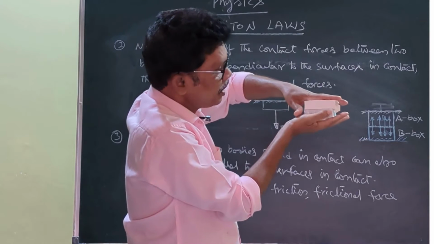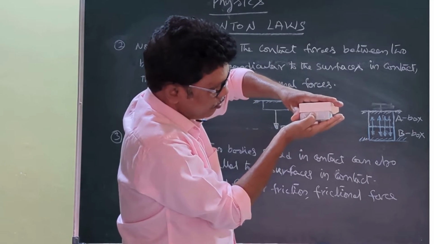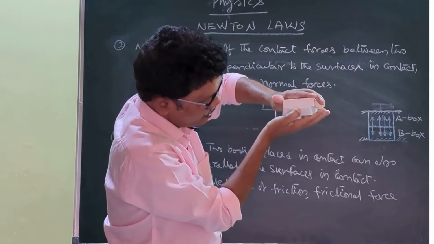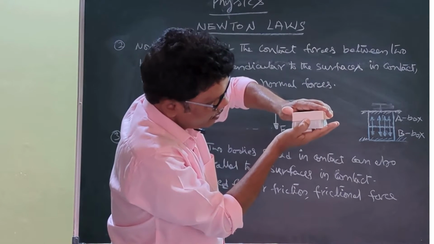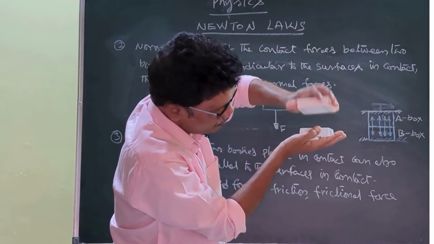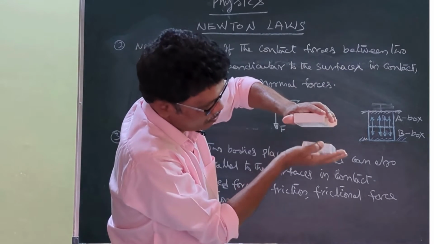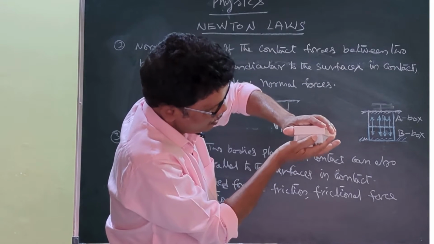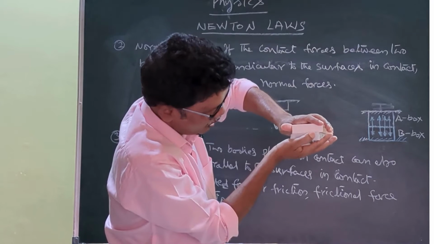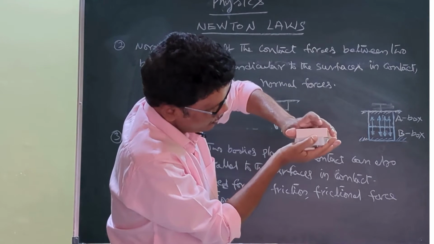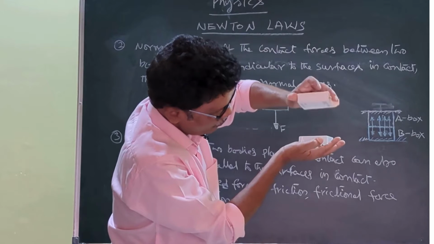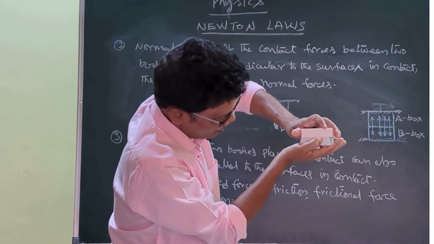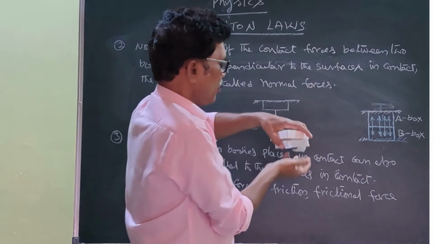So what is happening here? The bottom block exerts force on the surface it contacts. These surfaces are in contact, and this surface is perpendicular to this surface, and this one is perpendicular to this surface as well. So whatever force is applied by the bottom block is perpendicular to this surface. Whatever force is applied by this block in the downward direction is perpendicular to the bottom block's surfaces.